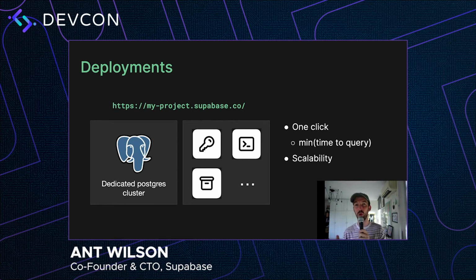And we also don't want to hide that from the users. So if you go into the Supabase dashboard, you can actually see for CPU and for RAM and for disk IOPS, how hard you're pushing your database, basically.